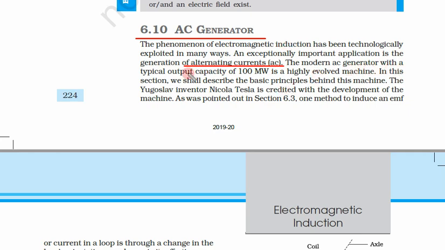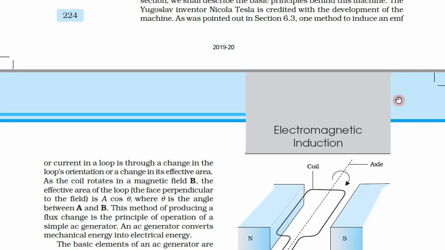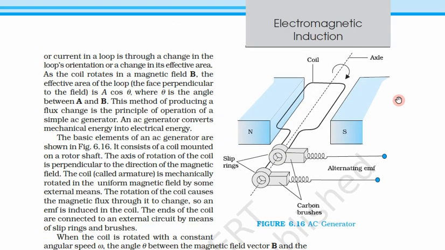The modern AC generator with typical output capacity of 100 megawatt is a highly evolved machine. In this section, we shall describe the basic principle behind this machine. The inventor was Nikola Tesla, who is credited with the development of this machine. It is a highly sophisticated machine, and all the electricity that we get is using this AC generator.